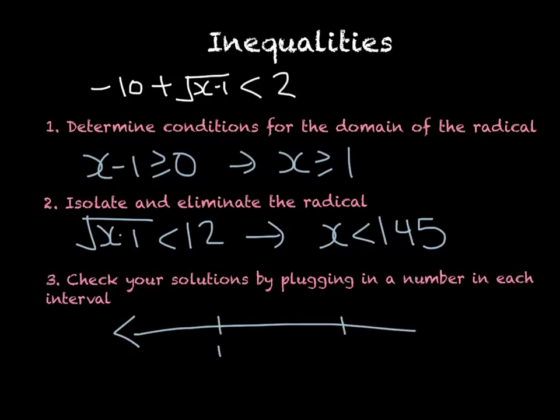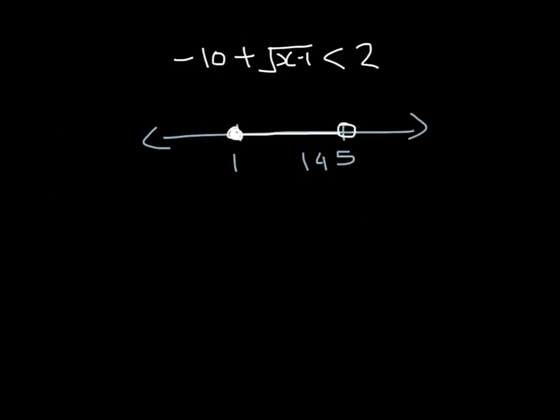Now we can draw a number line representing these solutions. So here's 1 and here's 145. And we're saying that our solutions are between 1 and 145. And I'm going to draw a closed circle here to indicate that x can equal 1, and an open circle here to indicate that x cannot equal 145. At this point, the final step is to check a number in each of these intervals to make sure that we got the right solution. So from our first interval here, I'm going to choose a 0. From the second interval, I'll choose a 10, and from the last interval, I'll choose 170.